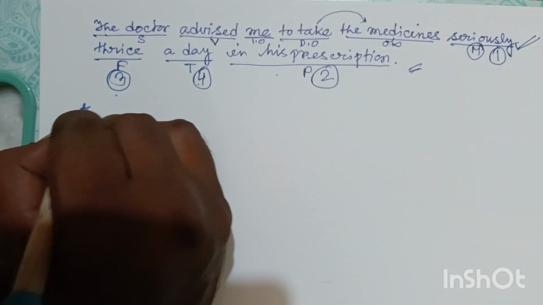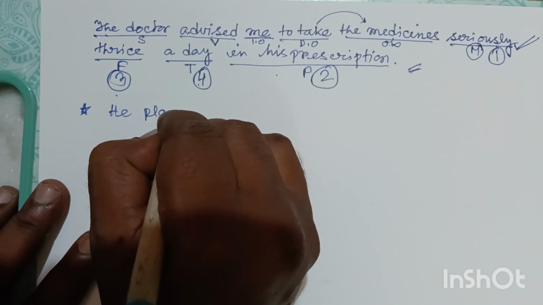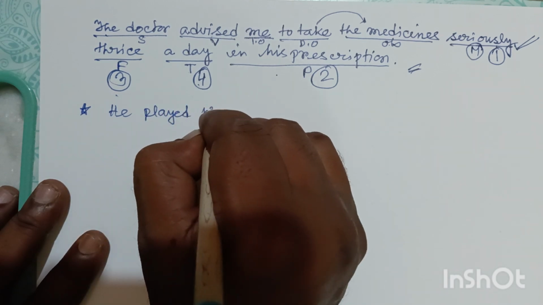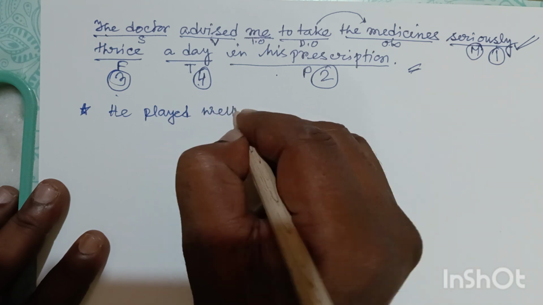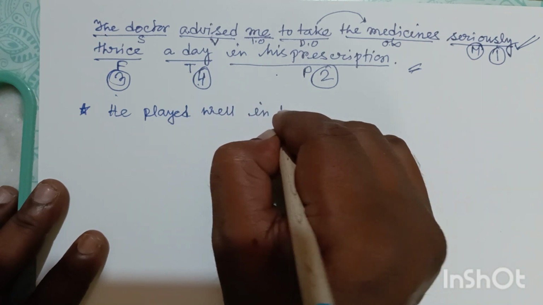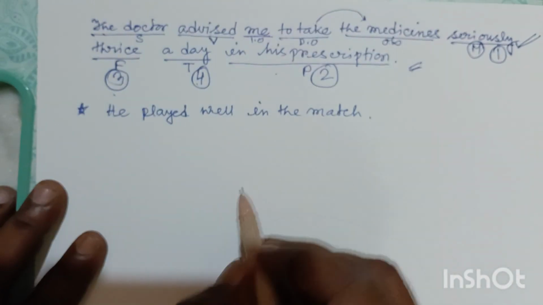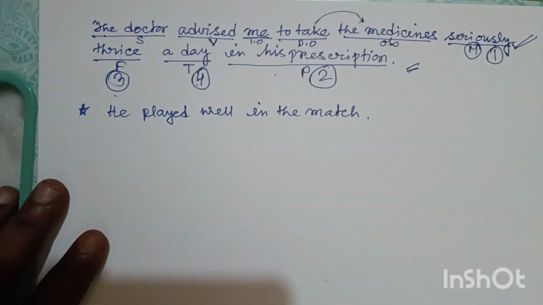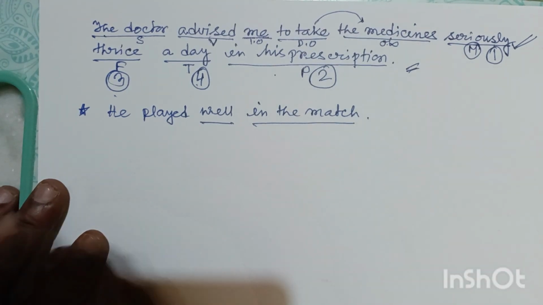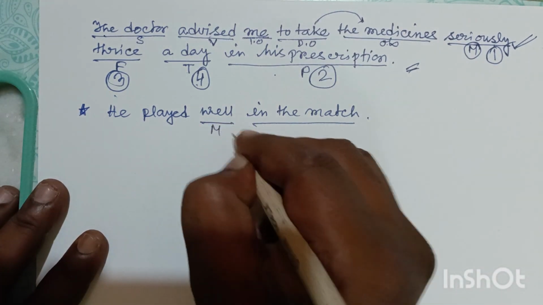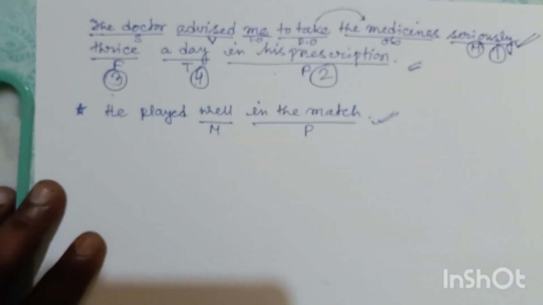Again, look at this another sentence. He played well in the match. If you see this type, only two adverbs are there: well, adverb of manner, and in the match, that is the place. So adverb of manner and adverb of place, the sequence is quite correct.